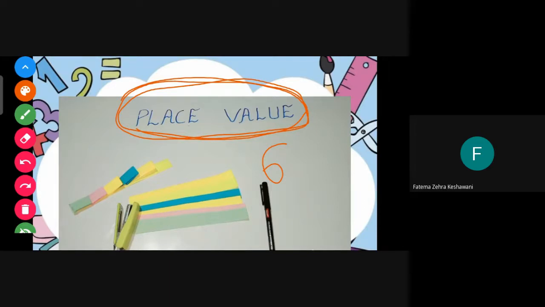So understood, no? What material will you need? This strip, and that also 6. Why 6? Because we are making a place value chart for a 6-digit number, so there should be 6 strips. Understood? This kind of strips.